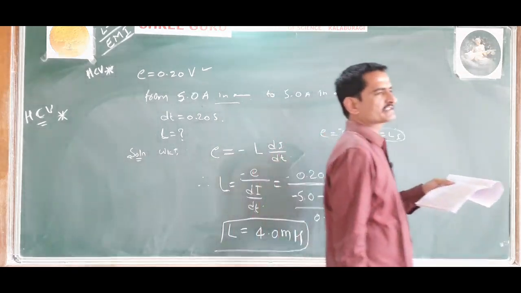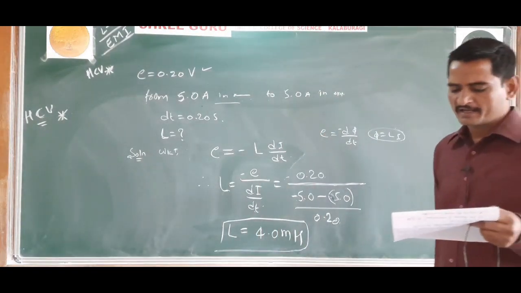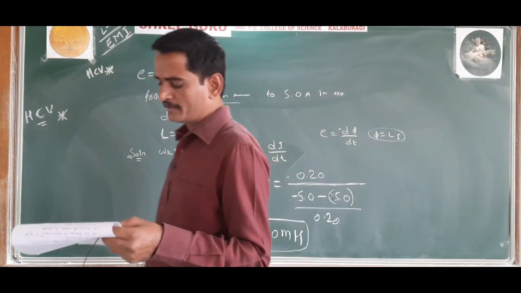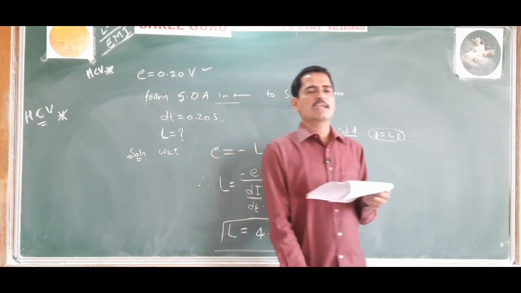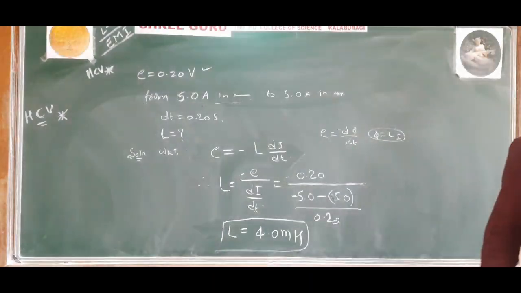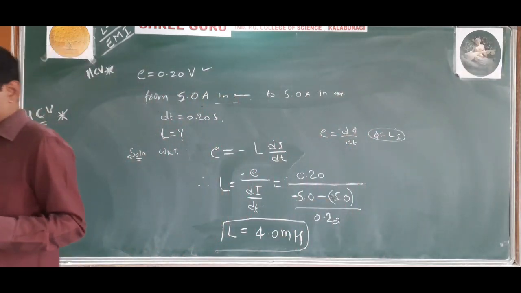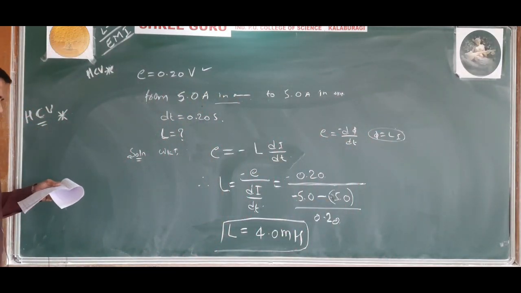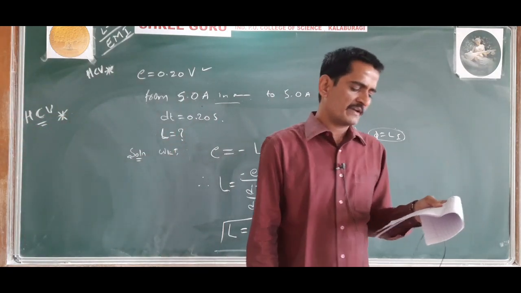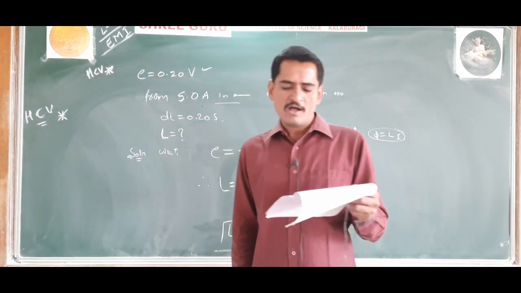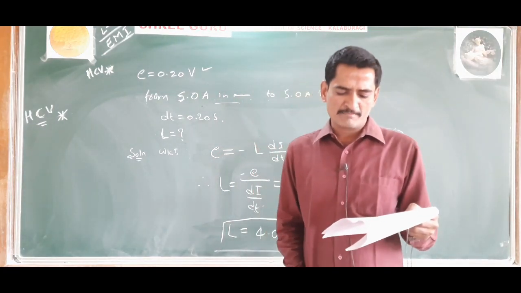Calculate the energy stored in an inductor of inductance 50 millihenry when a current of 2.0 ampere is passed through it. Very simple question. You only do it, just one line answer.